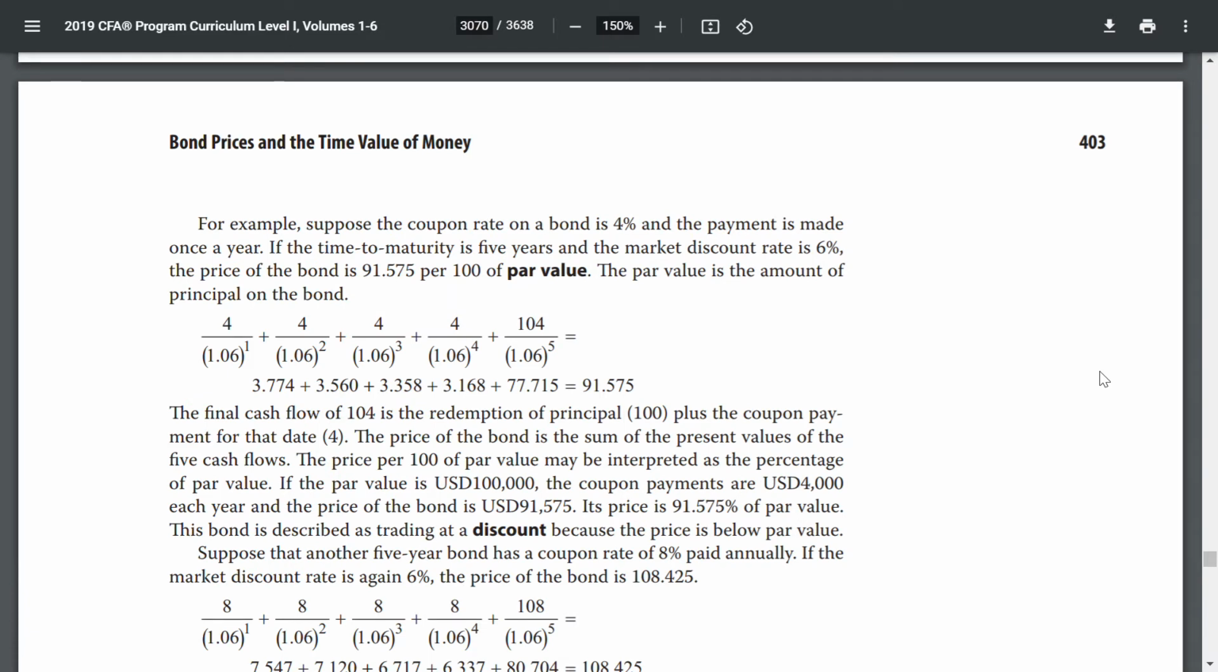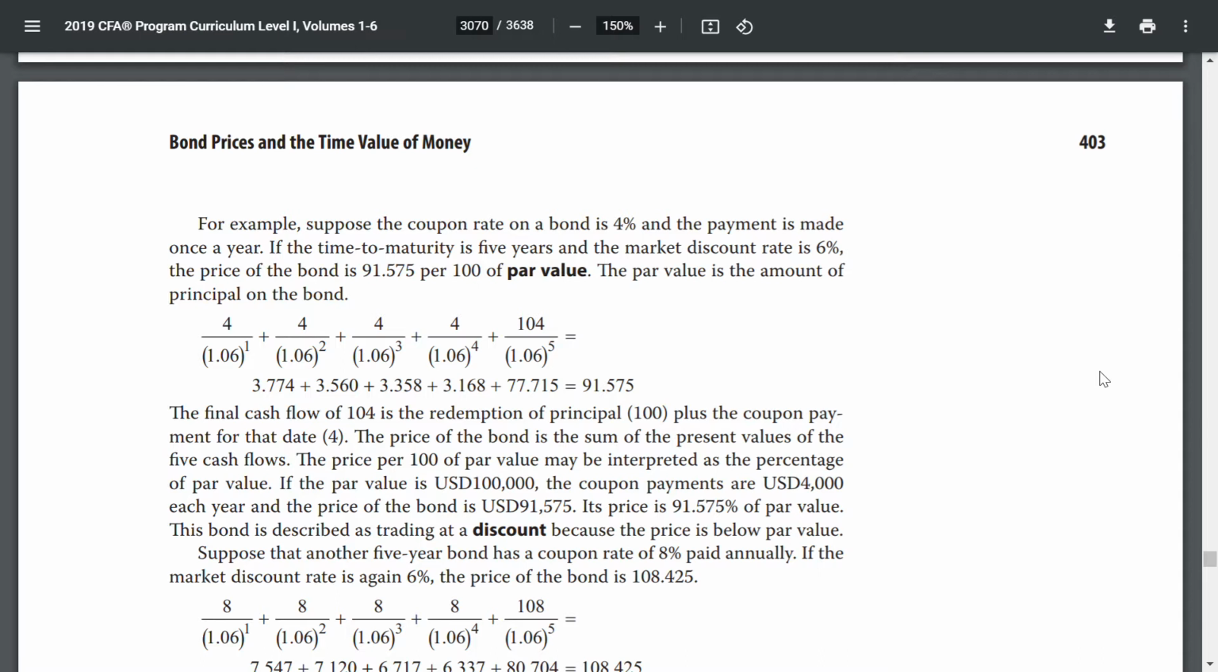For example, suppose the coupon rate of the bond is 4% and the payment is made once a year. If the time to maturity is 5 years and the market discount rate is 6%, the price of the bond is 91.575 per 100 of par value. The par value is the amount of principal on the bond. The final cash flow, 104, is the redemption of the principal of 100 plus the coupon payment for the date. The price of the bond is the sum of the present values of the 5 cash flows.